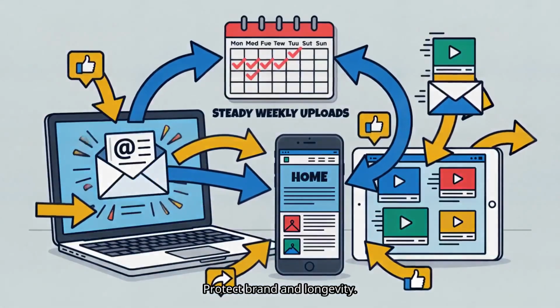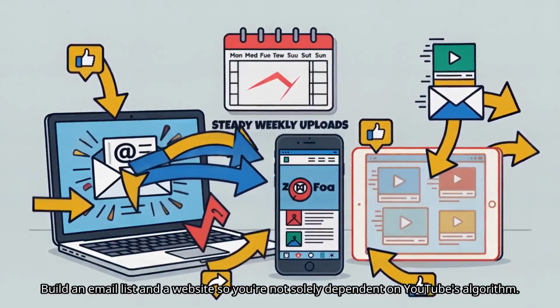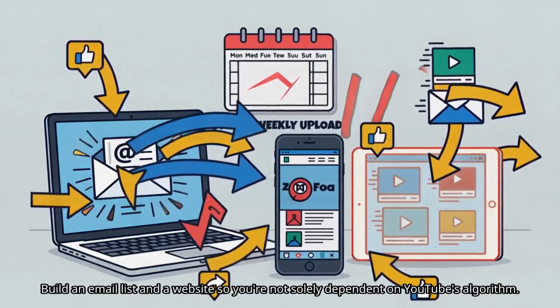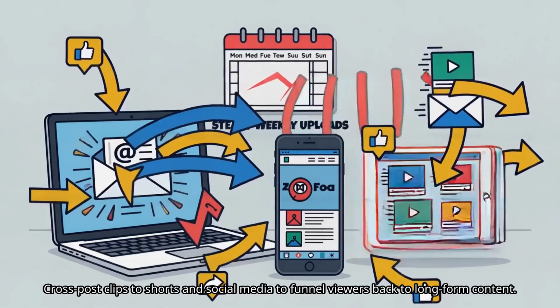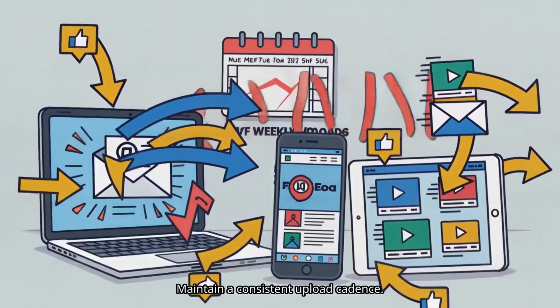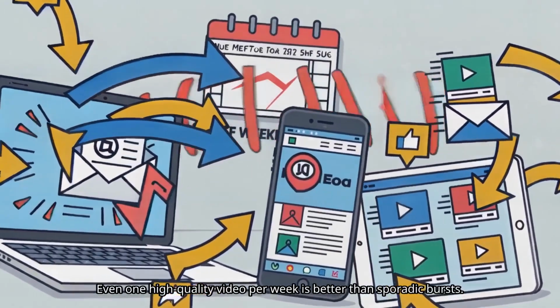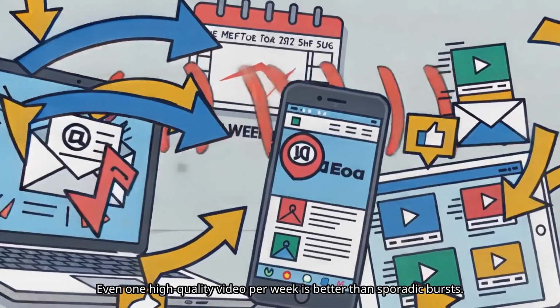Protect brand and longevity. Build an email list and a website so you're not solely dependent on YouTube's algorithm. Cross-post clips to shorts and social media to funnel viewers back to long-form content. Maintain a consistent upload cadence. Even one high-quality video per week is better than sporadic bursts.